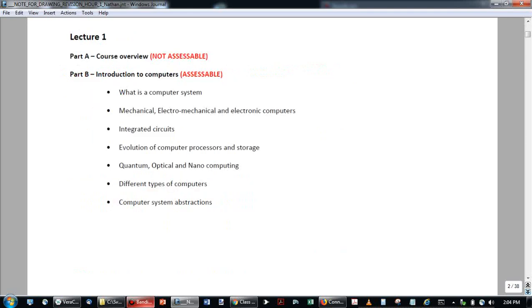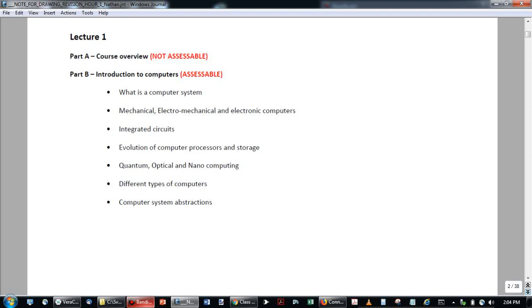Lecture 1, Part A, Course Overview, is not accessible. It was basically what the course is about, so I'm not going to ask you questions about that in the exam. I should point out at this point that there are no multiple choice questions on the final exam. So it's all either short answer, process based, those kinds of questions.